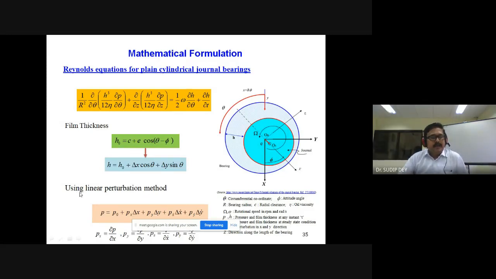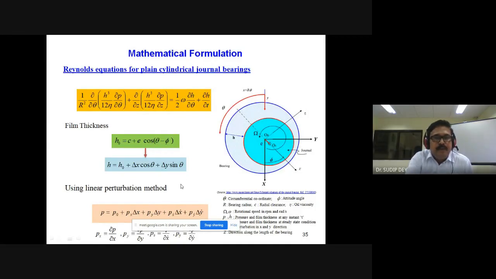By using the linear perturbation method, we get the Px value. Please take note that this vertical lower direction is our x direction and the horizontal direction is our y direction. The normal to this plane, what you are seeing on your screen, is our z direction.